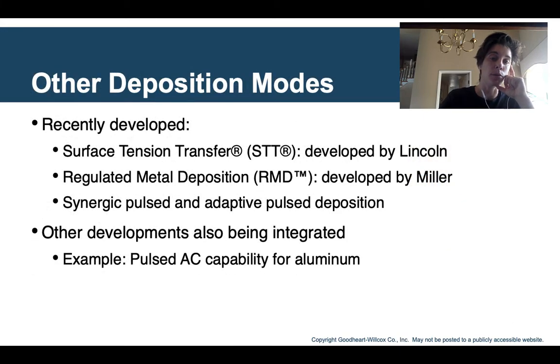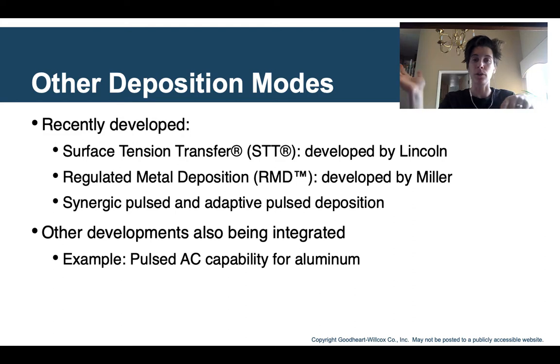And then there are newer deposition modes. Lincoln and Miller are the two big companies, and they're always developing new things, trying to compete with each other. Lincoln has something called surface tension transfer. Miller has regulated metal deposition. And they're both pretty similar. There's something else called synergic pulsed and adaptive pulsed deposition. Great name. But they're basically just further developments on that pulsed spray transfer, with more controls over waveforms, adding much more technology into GMAW welding.